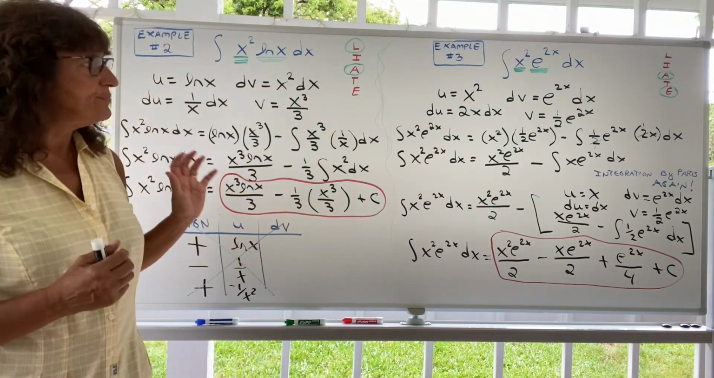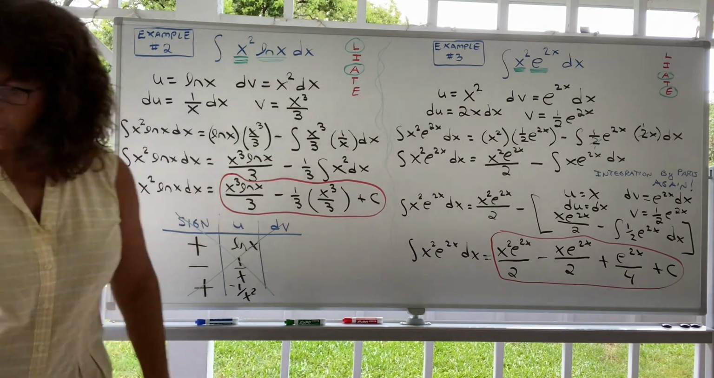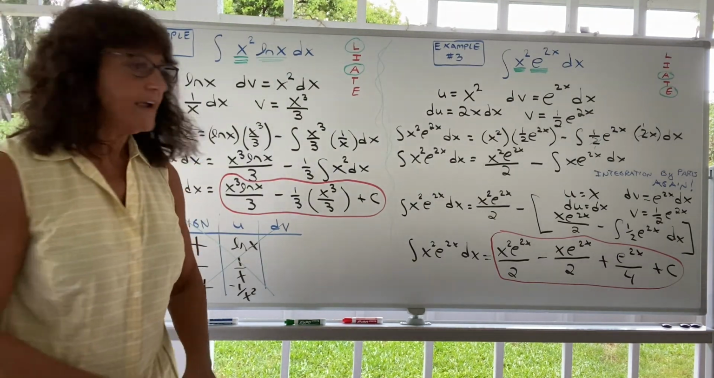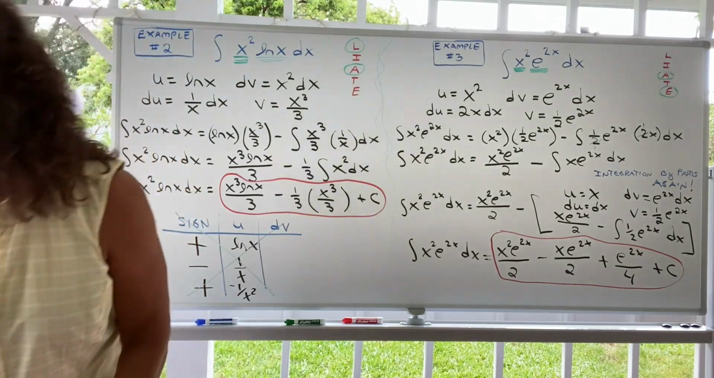Then it's going to work beautifully, okay? So that's for this problem here. Right, and now how about example 3? Will the table method work well for example 3?